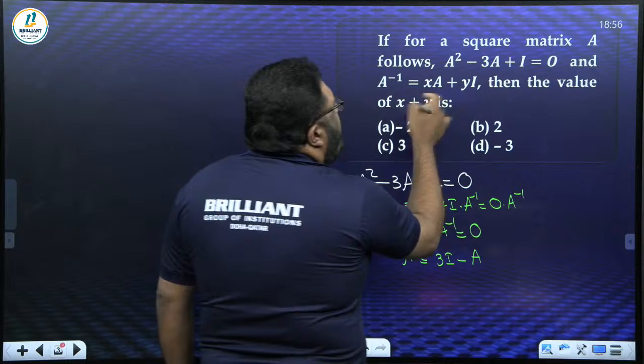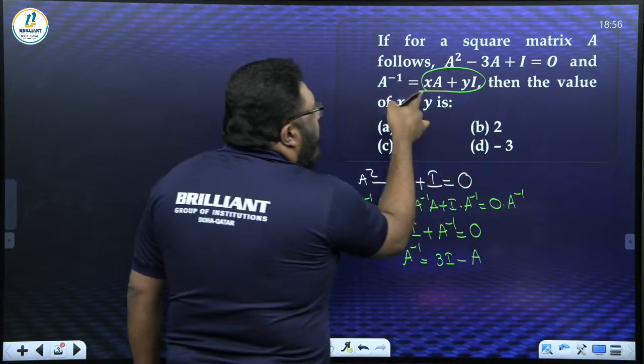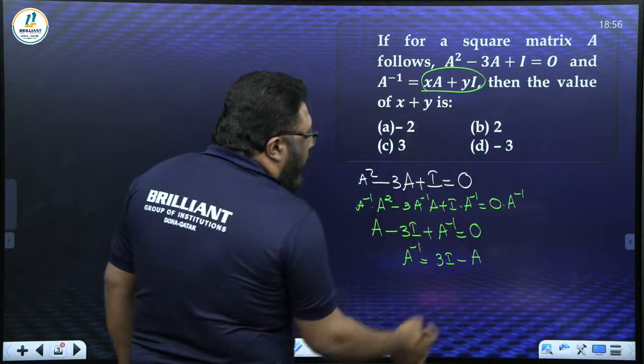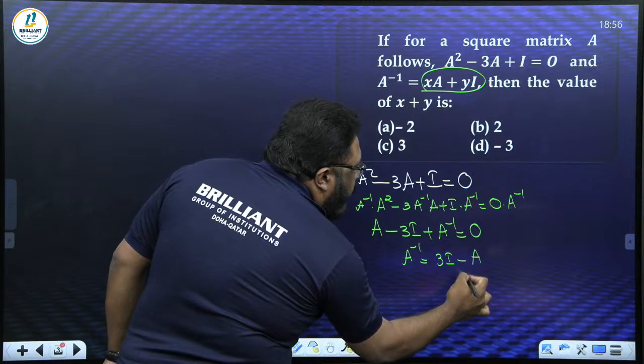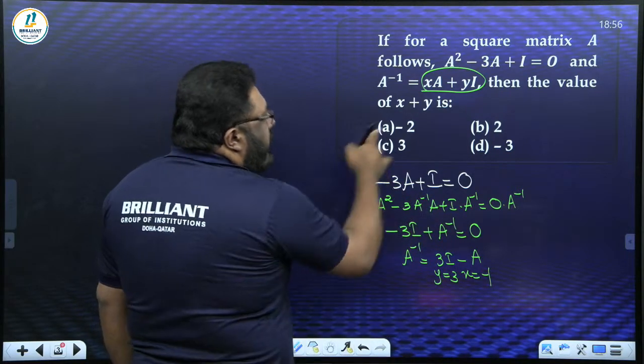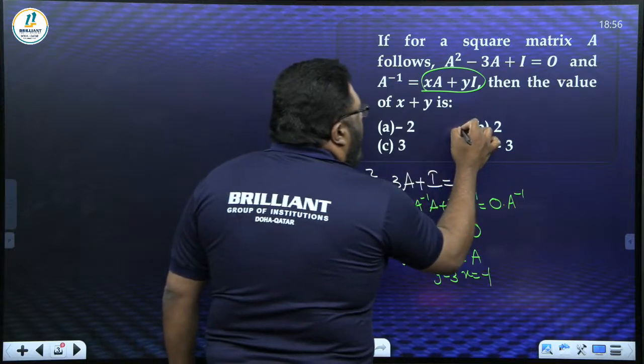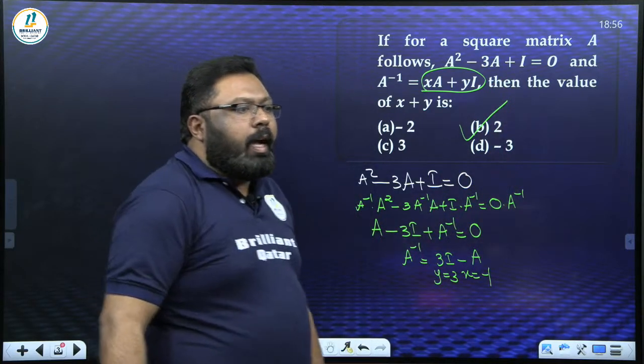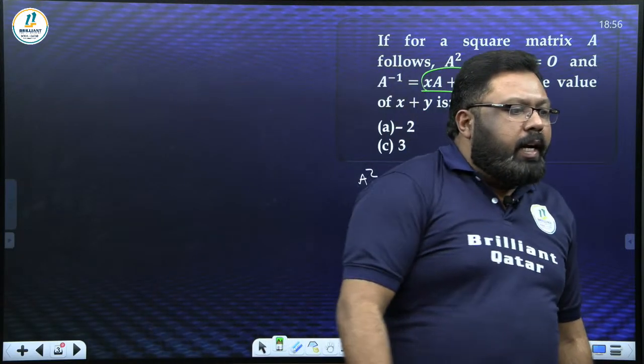I'm just comparing it with what they have given me. They have given me XA plus YI. So I can say that X is equal to -1, Y is equal to 3. So what is X plus Y? It's going to be option B, 2. Yes, option B, 2.